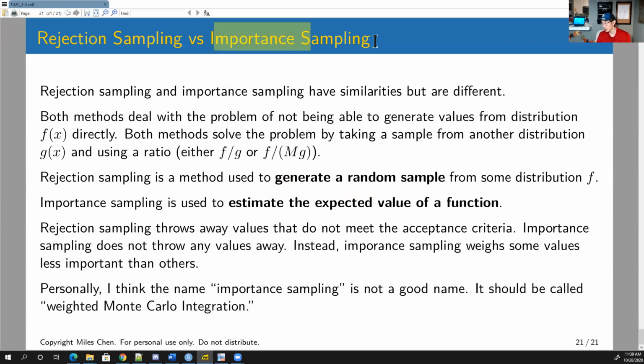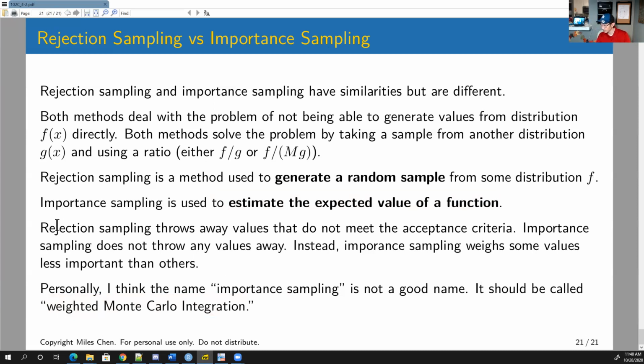And so I think importance sampling is not a good name, and I think it should be called weighted Monte Carlo integration, but all the textbooks call it importance sampling. That's just the name that's established in the literature, but I think it's a little confusing because rejection sampling makes sense, because sampling implies that you're trying to generate a sample. With importance sampling, the word sampling makes it feel like you're generating a sample, but you're not. You're estimating the expected value of a function, like Monte Carlo integration or Monte Carlo estimation. The only difference between regular Monte Carlo integration and importance sampling is that you weight the values when you do importance sampling. So I think this would be a better name, but I'm not the one in charge of naming stuff. So this is what we have.